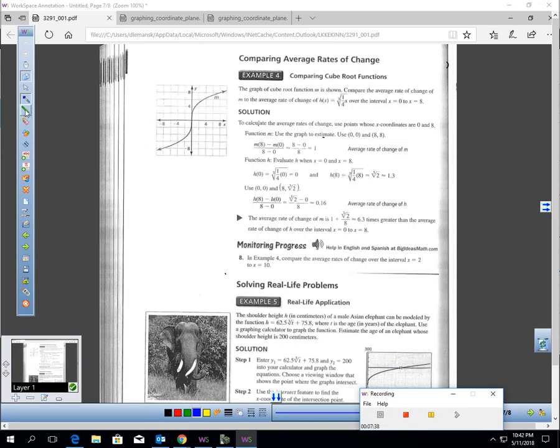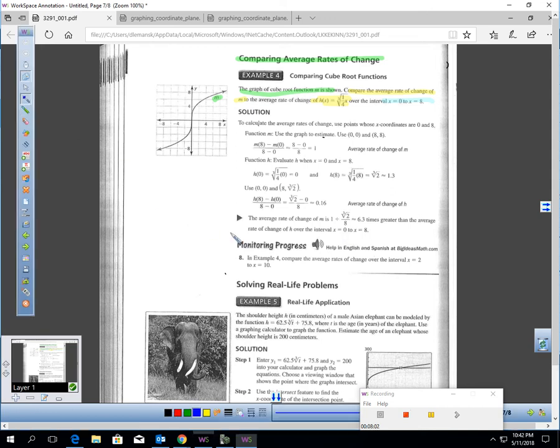In the last video, we reviewed average rates of change, and we're going to be using that again in this lesson. The graph of the cube root function is shown, so here's the cube root function. And then we're going to compare the average rate of change of the cube root function to this function for the interval of 0 to 8.